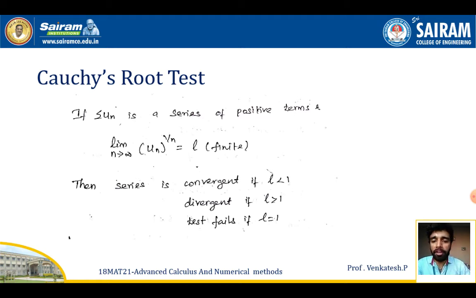where L should be a finite quantity, then the series is said to be convergent if this finite quantity is less than 1. Similarly, we can conclude the series is divergent if L is greater than 1, and the test fails if L is equal to 1. Now we'll see a few examples related to Cauchy's root test.